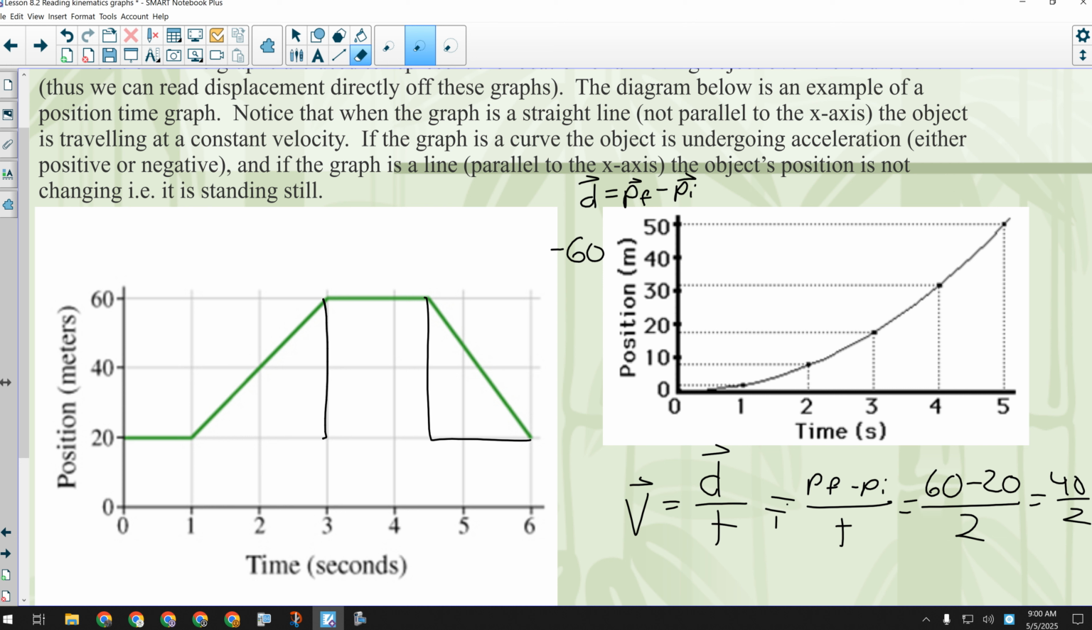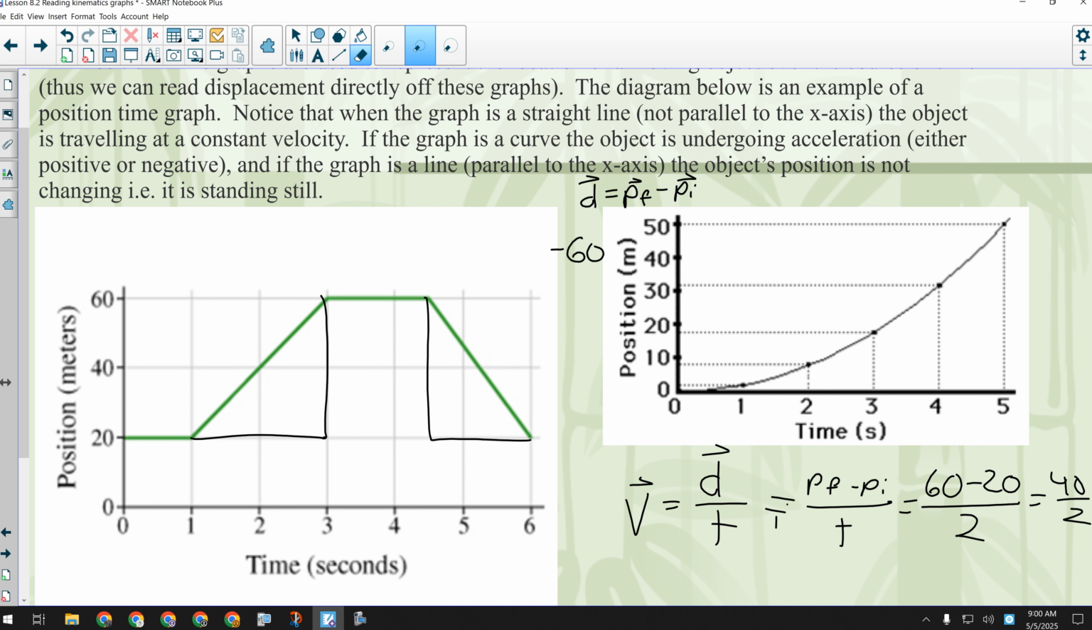This had the same amount vertically. Those two lines are equal. But that line is longer. Steeper hill. We changed our position at a faster rate. That's a faster velocity. Everybody all right with that? Okay.